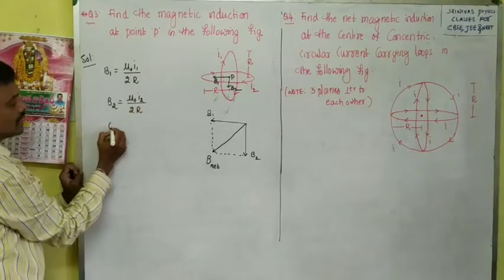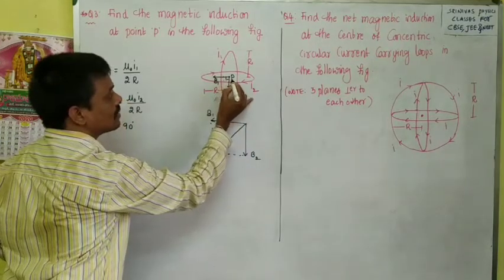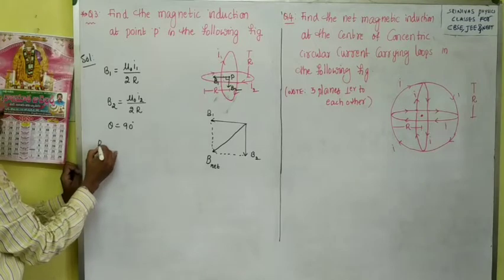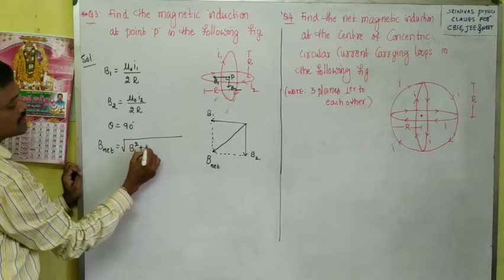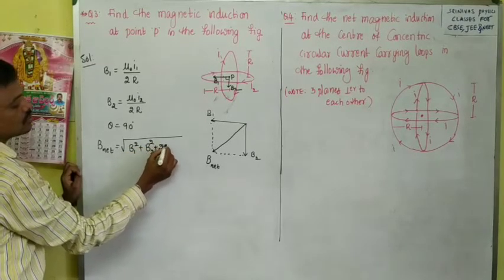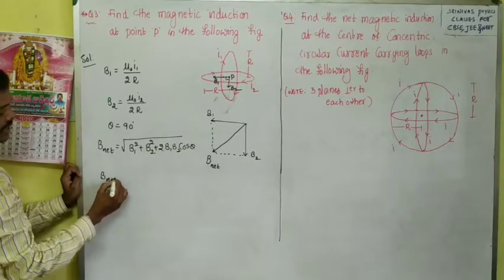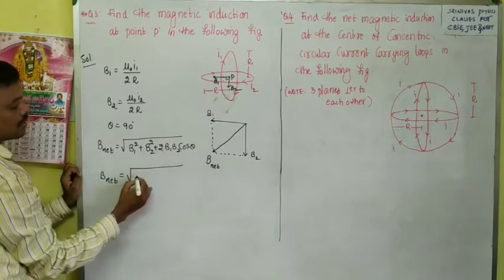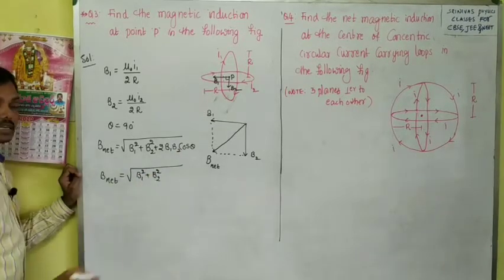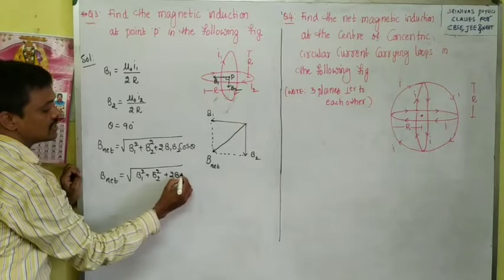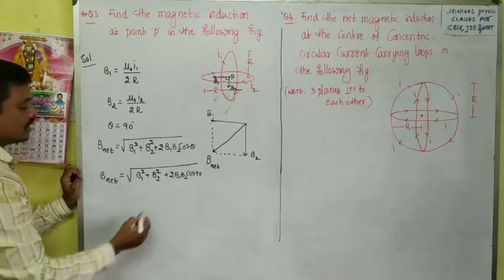I want the net magnetic induction. The angle between B1 and B2 is 90 degrees, right? Then what is the net magnetic induction? The formula is under root of B1 square plus B2 square plus 2 B1 B2 cos theta. Here the net magnetic induction is under root of B1 square plus B2 square, because the remaining term becomes 0, as cos 90 is 0.